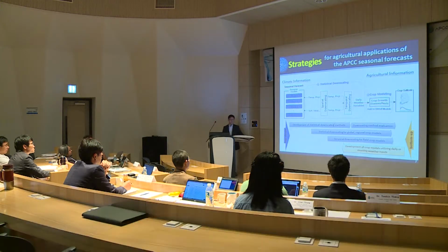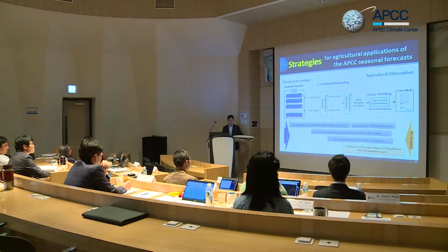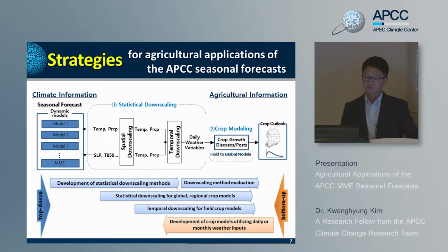At APCC, diverse approaches are taking place at the moment. Some are involved in the downscaling method and downscaling method evaluation. Others are working with global and regional models to develop proper downscaling methods. And others focus on temporal downscaling for their field scale models at the moment. There is also bottom-up approach research going on. So we don't need to worry about downscaling in this case, but we just use the monthly seasonal forecast information itself without any further processing.